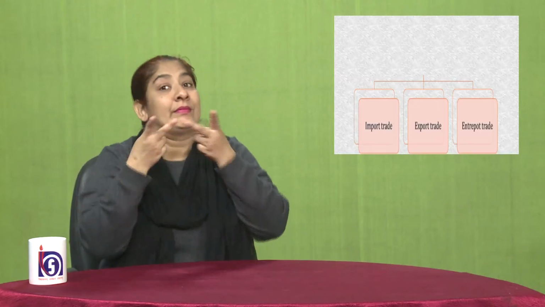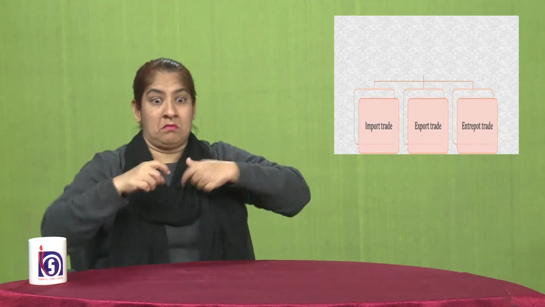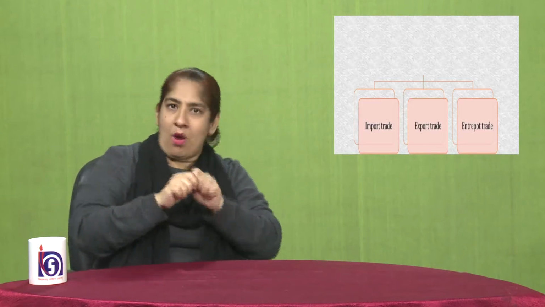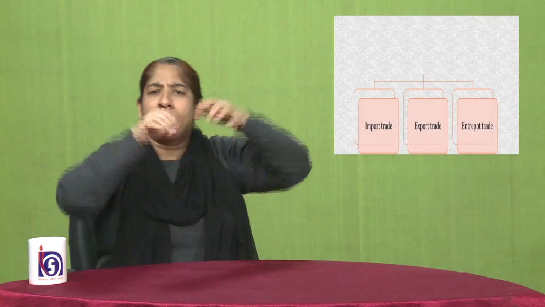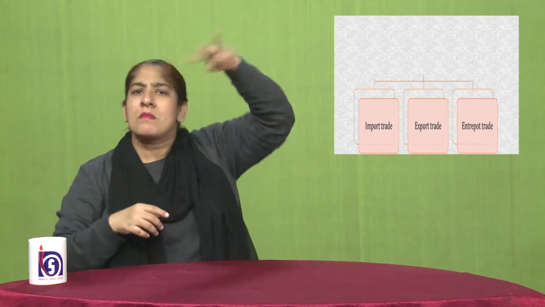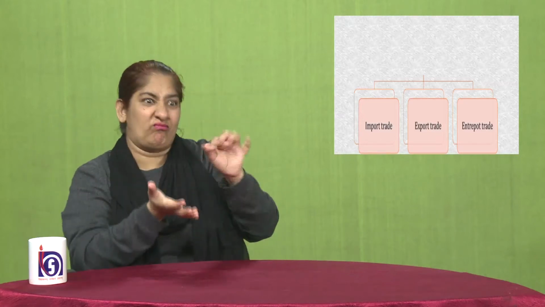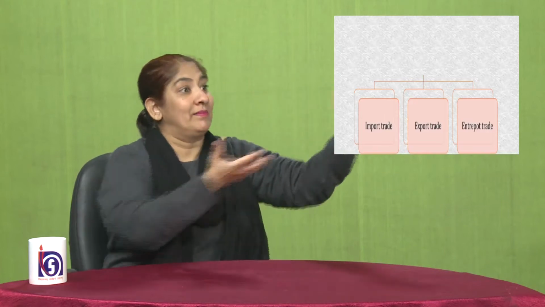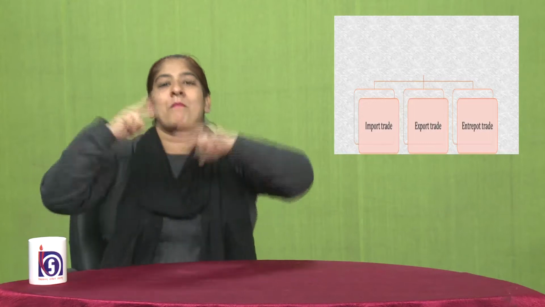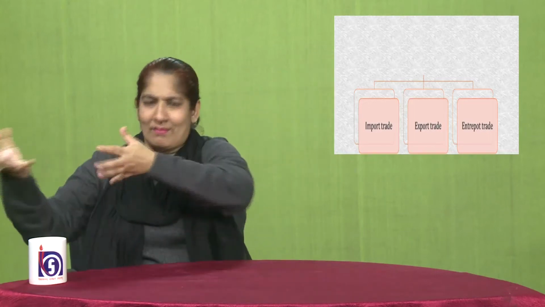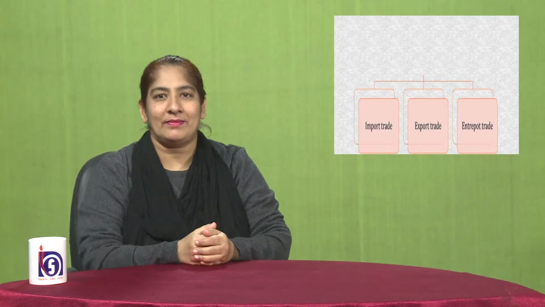Third is entrepot trade. If there's one company and their work is they work as an agent, so worldwide any country likes certain product from a particular country and another country asks for that product. So that person takes that product, sells it further and takes commission on it. The person is not the seller, he is the middleman.